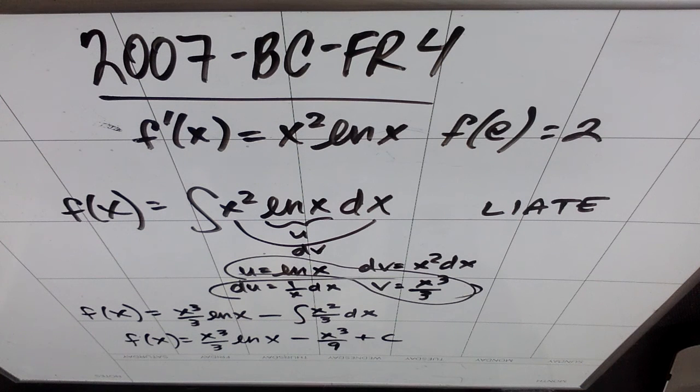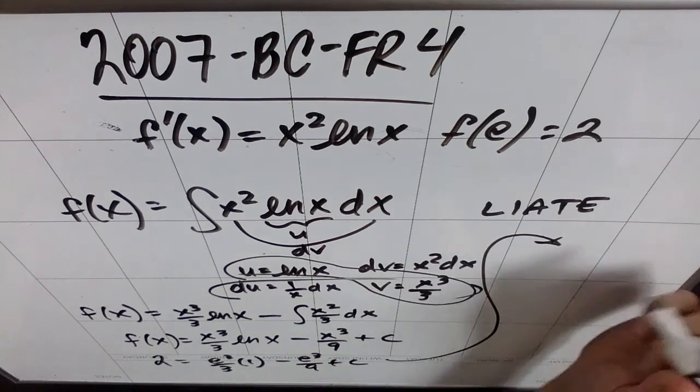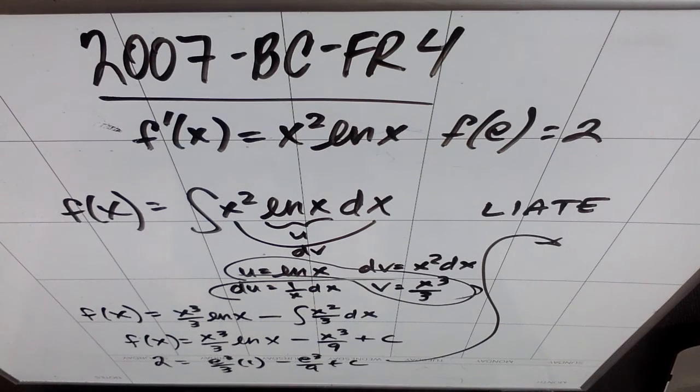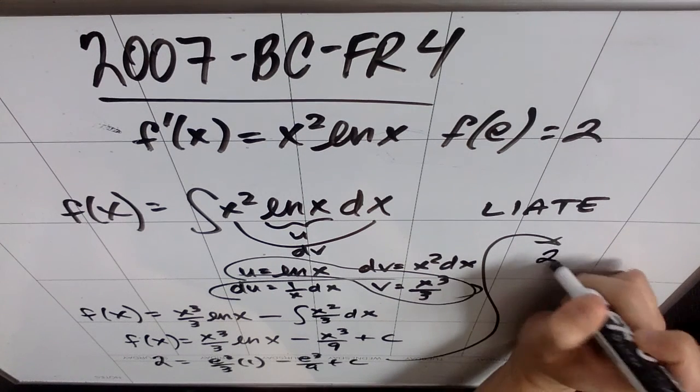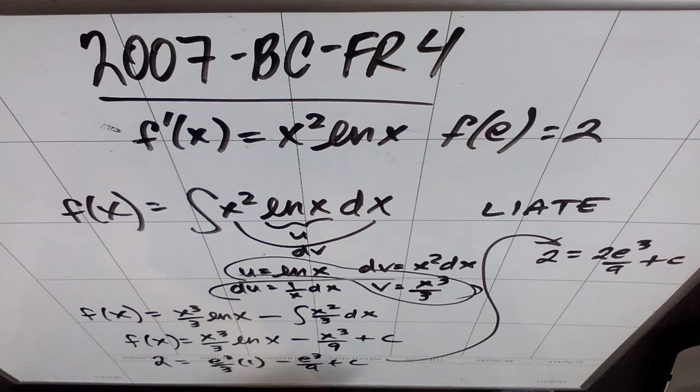And now I'm going to use the fact that f of e is 2, right? So f of e is 2. So I get 2 equals e cubed over 3 times a 1, minus e cubed over 9, plus c, right? So let's come up here for a sec. If we combine these, this is 3e cubed over 9 minus e cubed over 9. So 2 equals 2e cubed over 9 plus c, right?